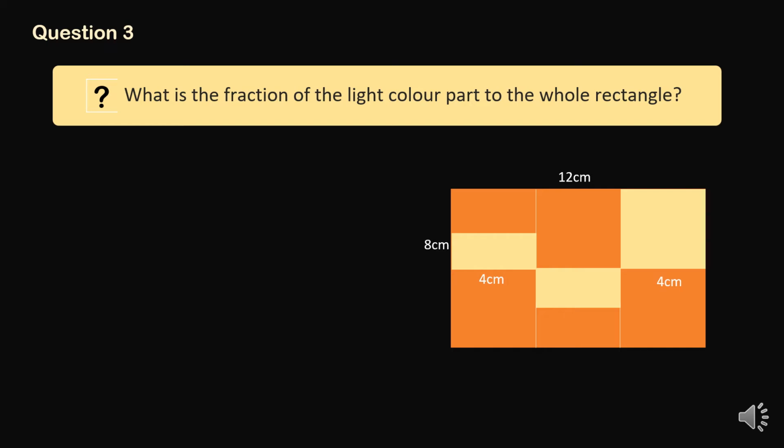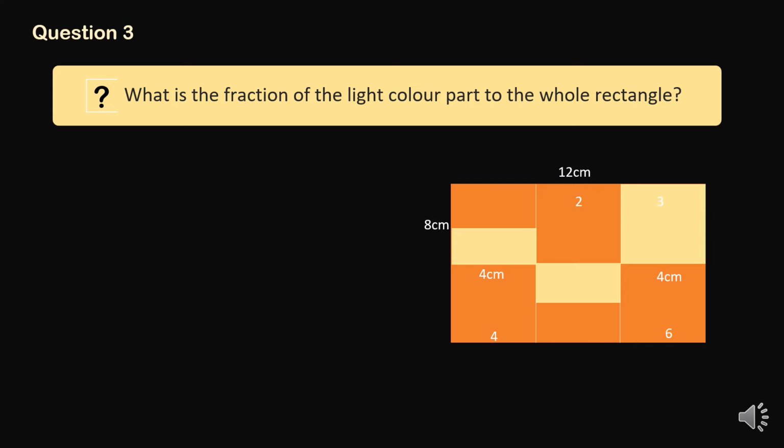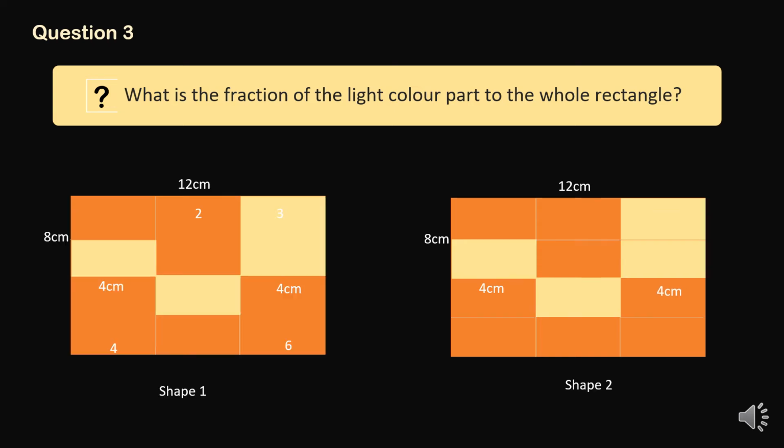Question number 3. What is the fraction of the light colored part to the whole rectangle? The first thing you need to do before you start answering any questions about fractions is to check that all parts are identical. Clearly, in my shape, all parts are not identical. So to make them all equal in size, I need to section square number 2, square number 3, square number 4, and square number 6. So my shape should look like shape number 2 after adding the sections.